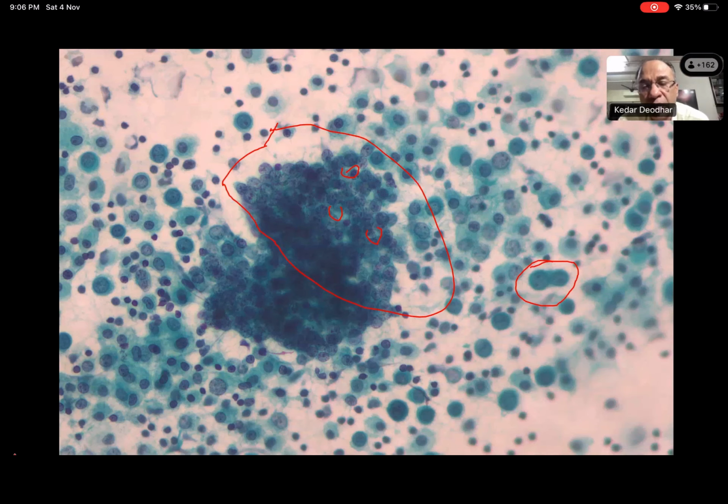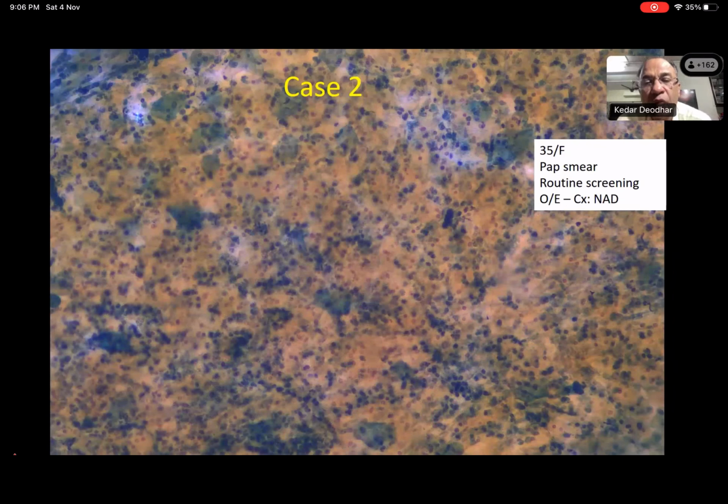If you can make a smear with a lesser amount of cells, actually that will be much better. More number of cells doesn't necessarily equate to a better diagnosis. That's right. So the main point was that it is too distracting because of overcellularity. Okay, and it was clear.